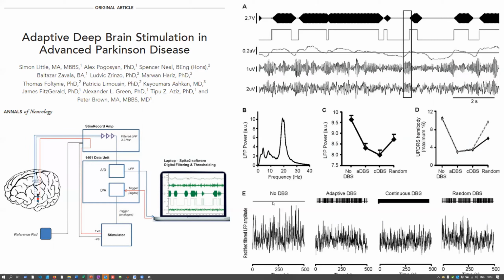So here you can see the condition where there's no DBS, adaptive DBS, meaning stimulation turned on in dependence of the presence of beta band activity, continuous DBS, meaning that stimulation is always turned on, and random DBS. And random DBS means that stimulation is turned on during random time points. And when compared to random, adaptive DBS and continuous DBS suppressed beta band power, but also improved the UPDRS hemibody score, which is the motor symptom severity score in these patients.